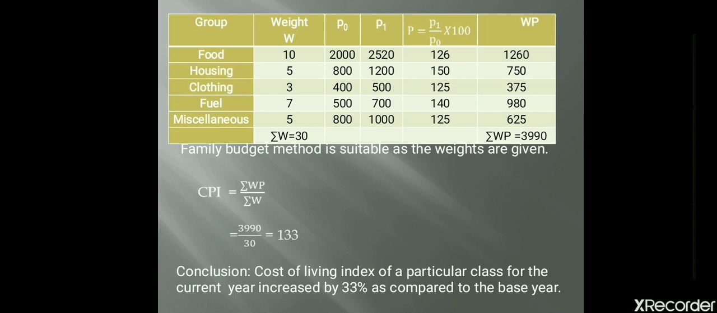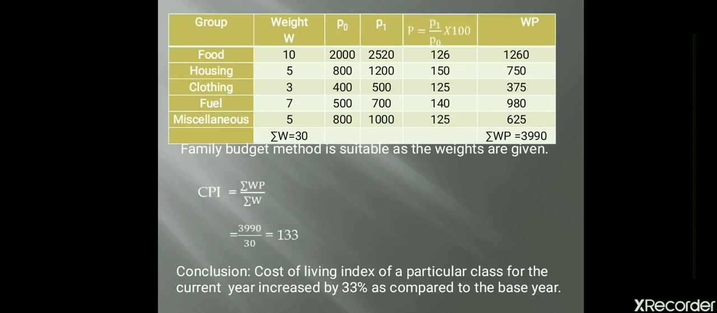Together, the total of all the values in the last column, that is WP, denoted by sigma WP, is 3990. The other value required to calculate the consumer price index is summation W, and if we add the values in W column, that is 10, 5, 3, 7 and 5 together, it results in 30.